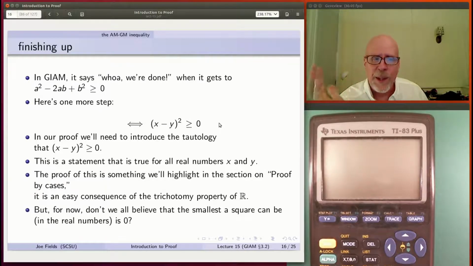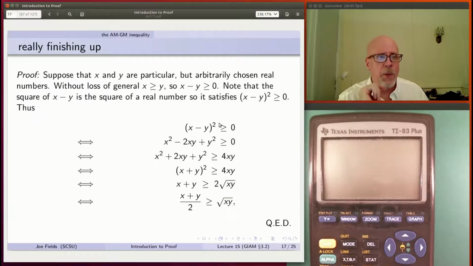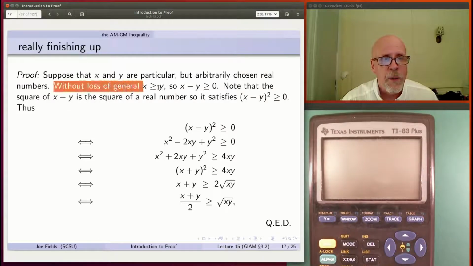For right now, don't you believe that if you square a real number, you're going to get at least 0 and possibly something much bigger than 0? So here's the proof, all chained together in the correct order. Suppose that x and y are particular but arbitrarily chosen real numbers. I really didn't need this one, but without loss of generality, we can say that x is the bigger of the two, so x minus y will be greater than or equal to 0.